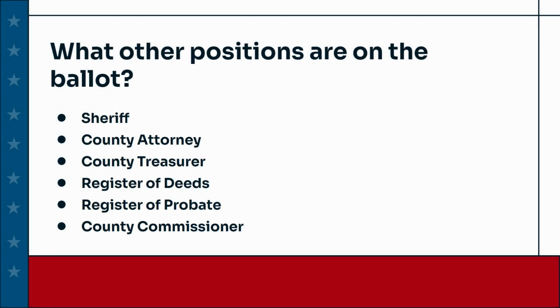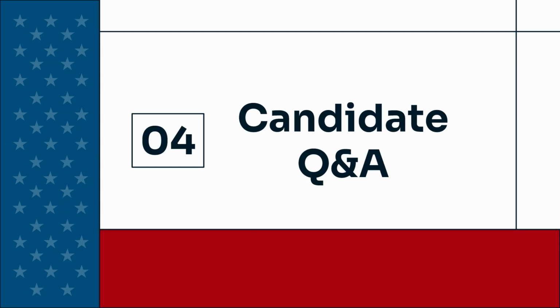Now, before we get to the Q&A, I want to make a quick note of the other positions you may see on the ballot. These include Sheriff, County Attorney, County Treasurer, Register of Deeds, Register of Probate, and County Commissioner. But now, it's time for the candidate Q&A.